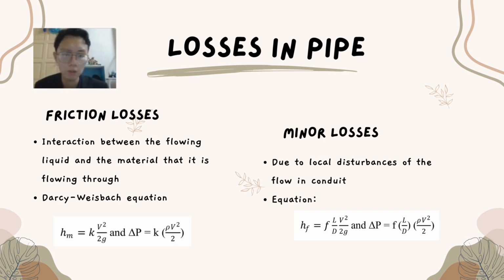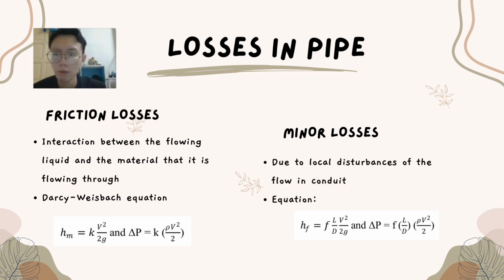The automatic water sprinkler is consistently associated with the pipe. Consequently, another connection between fluid mechanics and the automatic water sprinkler lies in the understanding of pipe losses. Friction losses and minor losses are two types of pipe losses. Friction loss is a form of energy loss caused by interaction between the flowing liquid and the material it is flowing through, usually the inner surface of the pipe.